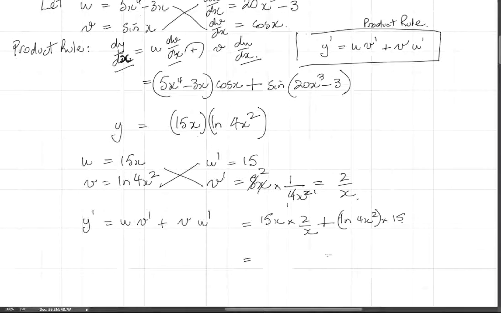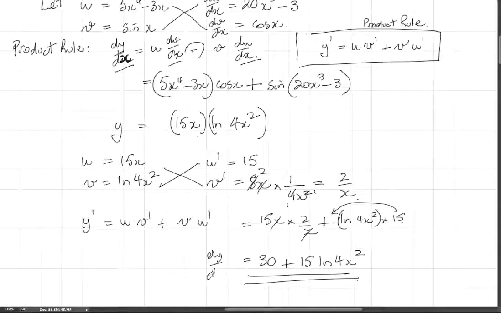Simplify. The x's will cancel out, and we get 2 times 15 is 30, plus that 15 we can put at the front, 15 ln of 4x squared. You could put 15 as a common factor out the front, but I don't think there's much mileage in that, so probably just leave it as it is, and there's our answer for dy dx. So dy dx is equal to 30 plus 15 ln, natural log, of 4x squared.